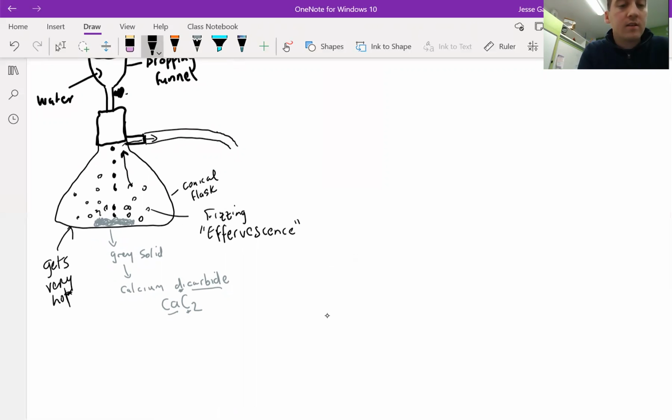Now, when a reaction gets hot, say we've got our reactant calcium carbide here. What's happening is energy is being given off or released from the reacting calcium carbide and water, and it's been given off to the surroundings. We say energy is transferred to surroundings.